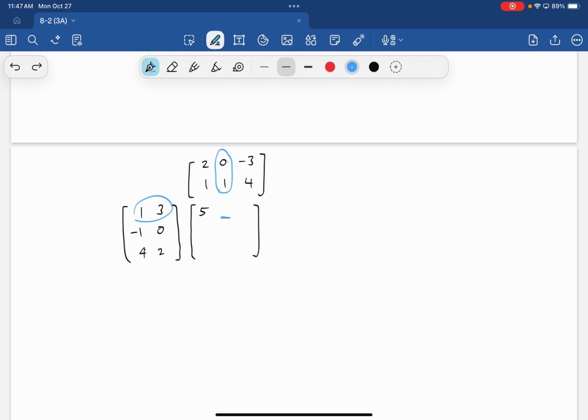Yeah? How did you get 5 again? Can you explain that real quick? It's 1 times 2 plus 3 times 1. If I want to multiply this row by this column, I take the first element of each and multiply them by each other, and then I add the second element multiplied by each other. So it's 1 times 2 plus 3 times 1. You multiply these, and then you multiply these, and then you add them. Okay, got you. Thank you. Okay?